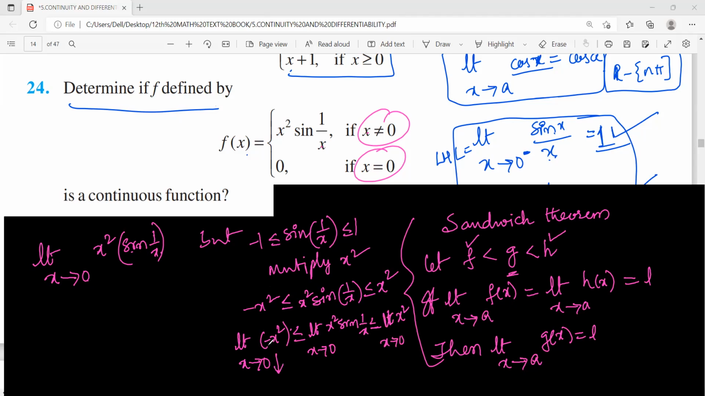First one is 0. Last one is also 0. Limit x tends to 0 of x square, only x square, no problem in direct substitution, 0. So in between, this lies between 0 and 0. 0 and 0, so this must be 0, right? Like this you have to do. This is 0 and 0, which is equal to f of 0.